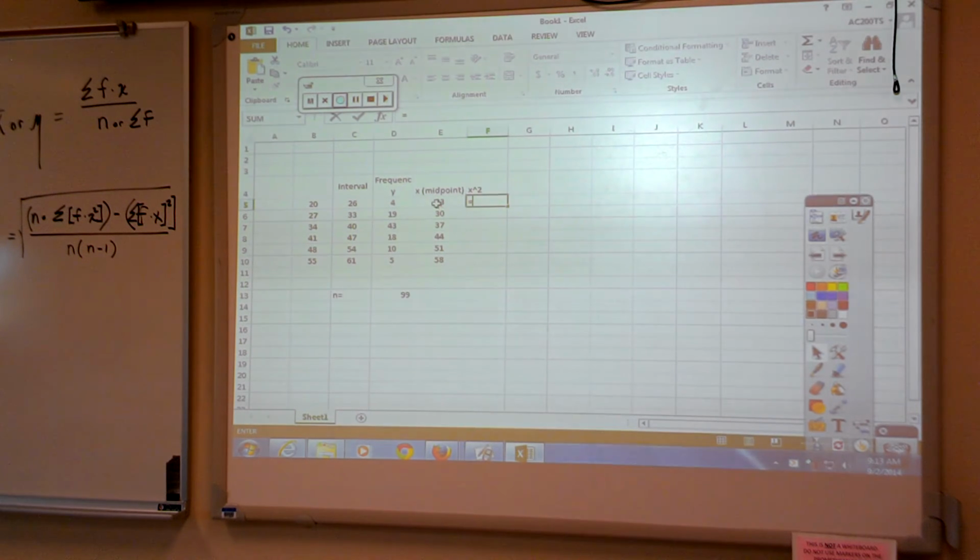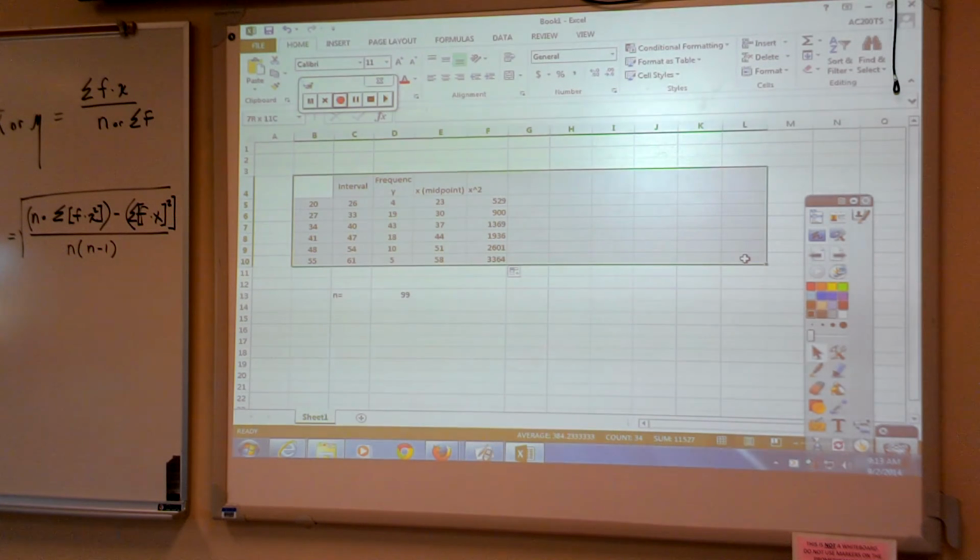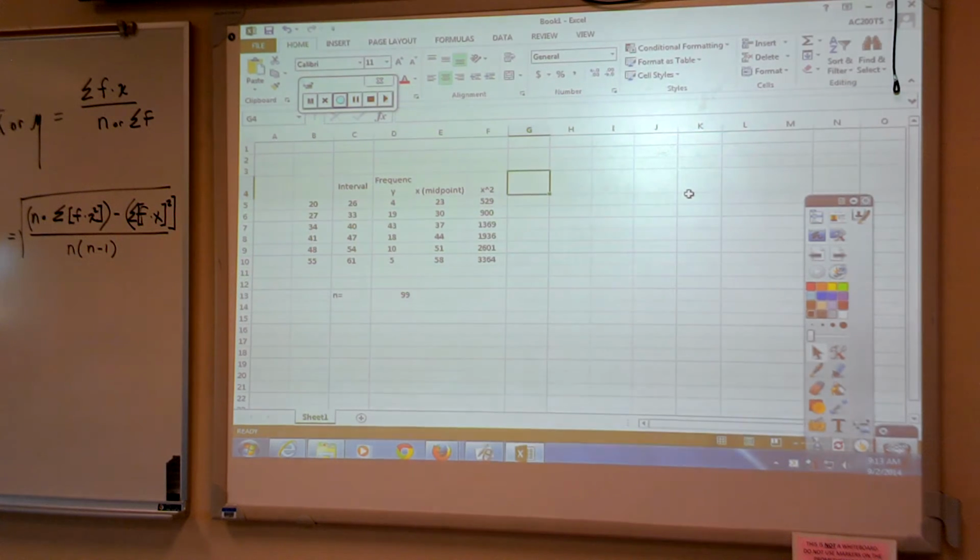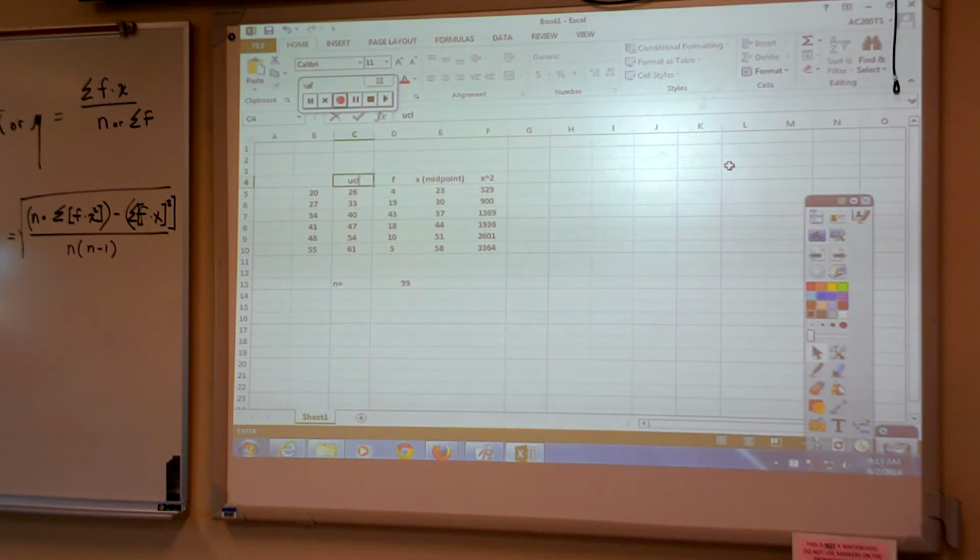Equals this guy raised to the second power. Now what? Well, we gotta multiply F times X squared, don't we? I'm gonna call this F because I don't like that. There. And this upper class limit and lower class limit.